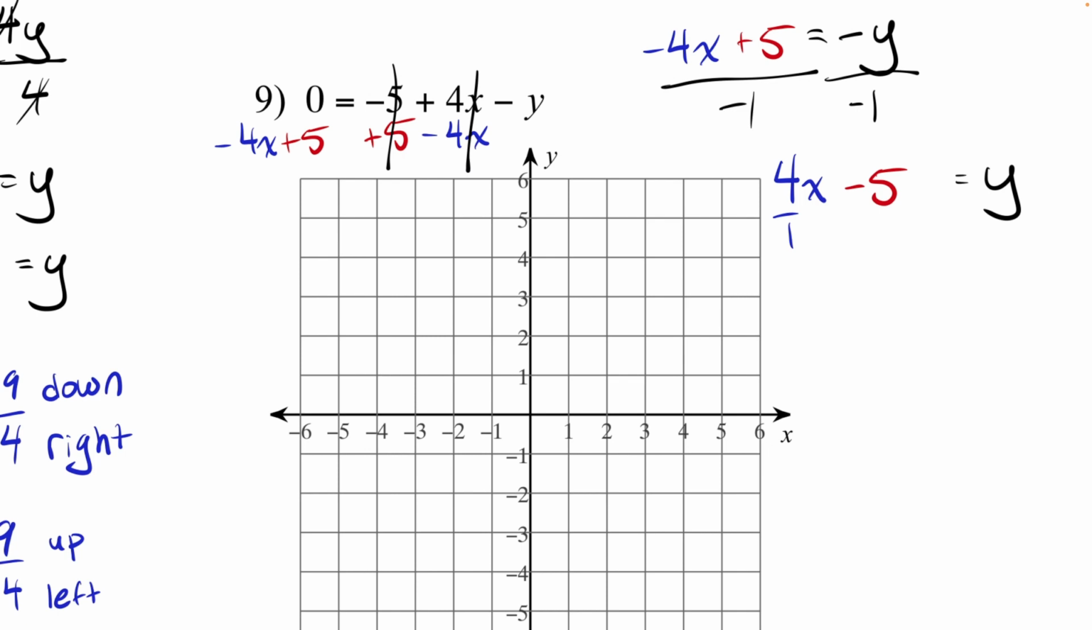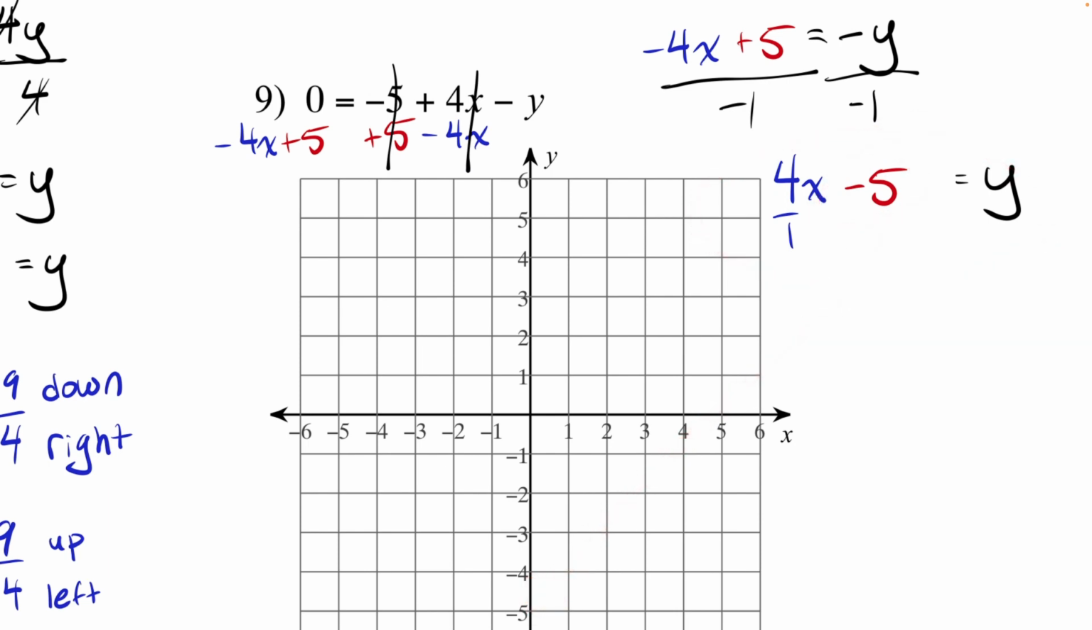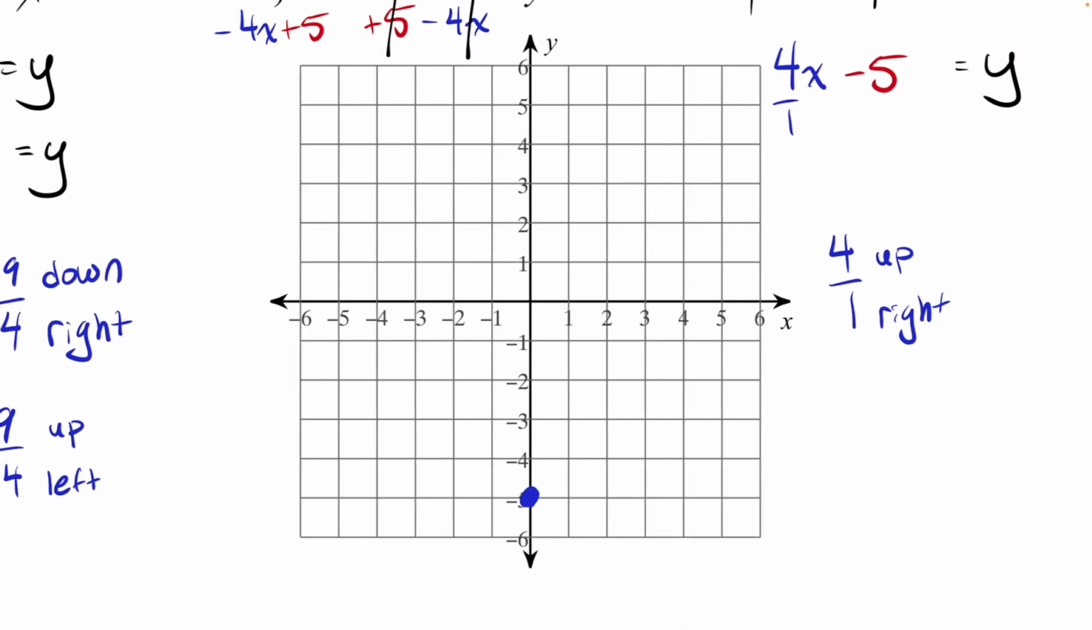But first, let's start graphing. We have our slope-intercept form. Let's take that -5 and graph our y-intercept of -5. Up 4, 1, right. Good job, yeah. So 4/1 is 4 up, 1 right. And the alternative here, 4 down, 1 left, will not help us because I can't go 4 down. 4 down would be off the graph. So this one is helpful to us. Let's just do that. 4 up, 1 right.